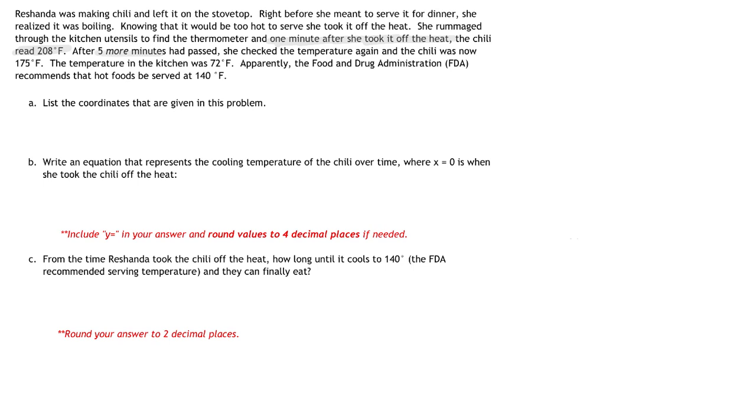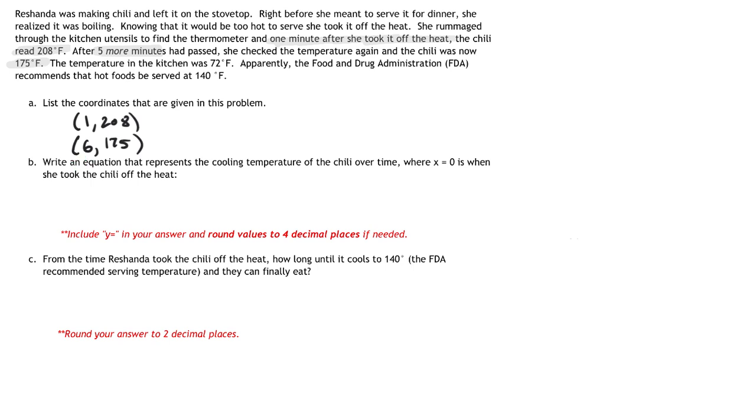Then it says after 5 more minutes had passed, she checked the temperature again. There's now 175 degrees. So you can even see that "more" is italicized here. Those are going to help us find out what our coordinate points are. And so our first coordinate point is 1 minute after, and 1 minute after, the temperature was 208 degrees. And our second coordinate point would be 5 minutes later. That implies that it's at 6 minutes and it's 175 degrees. So that's a key thing that a lot of students miss on this particular example.